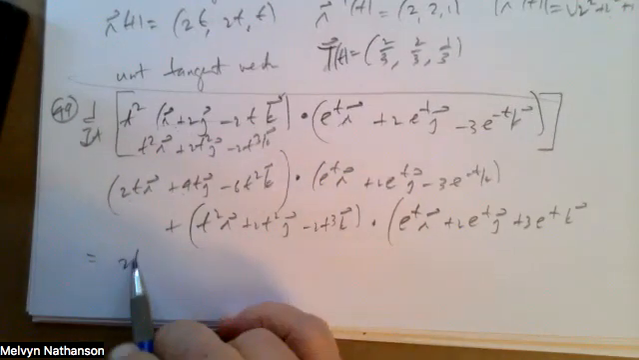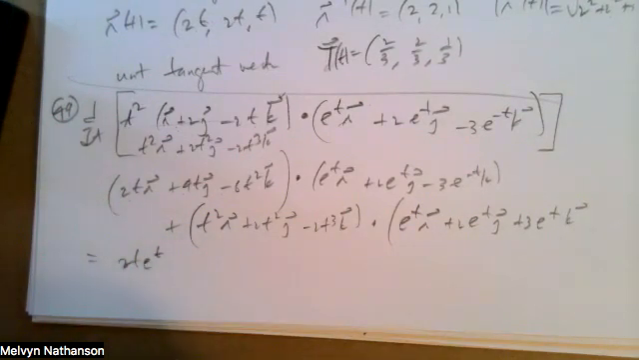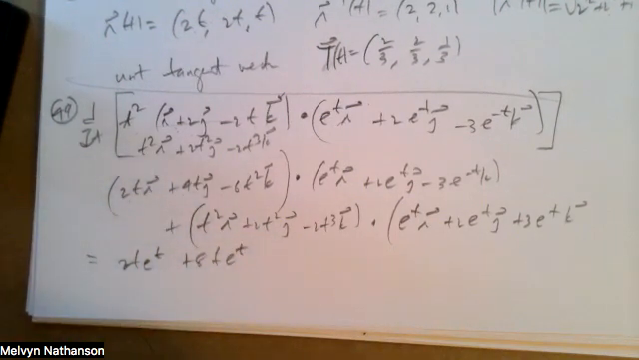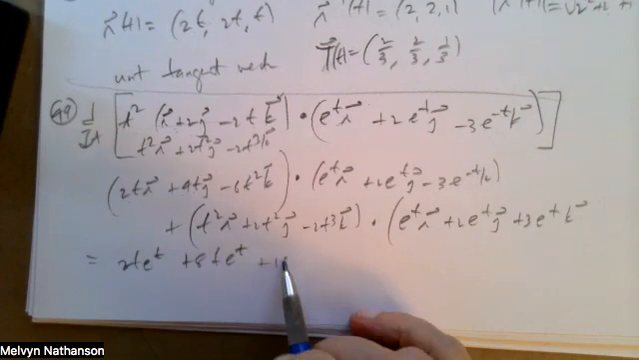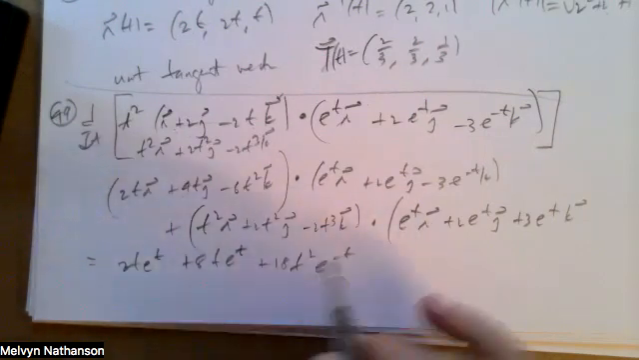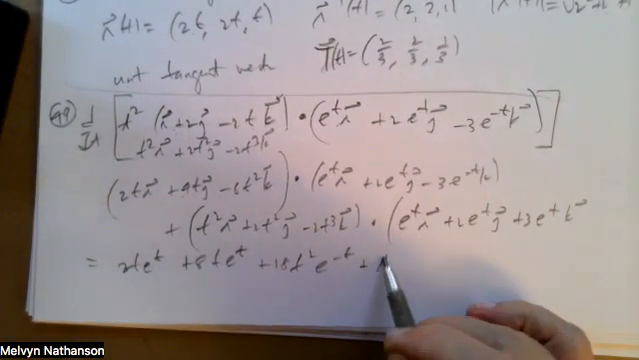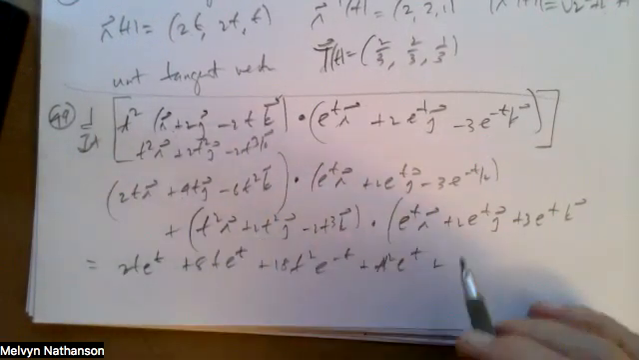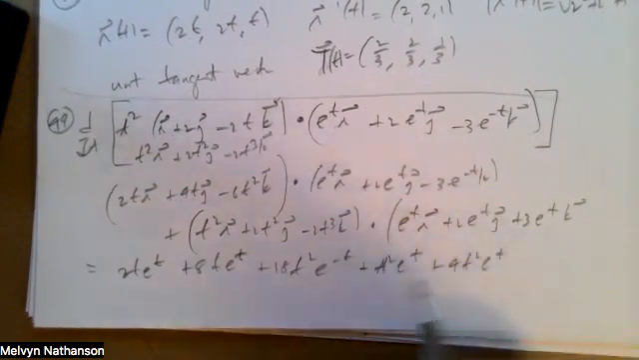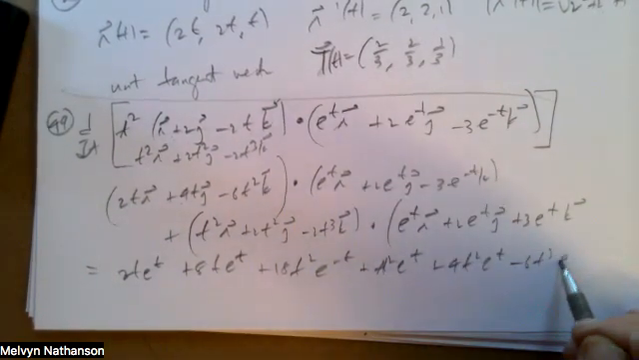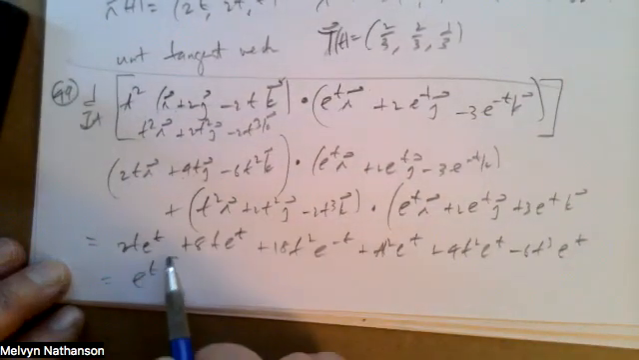I get 2t e to the t plus 8t e to the t plus 18t squared e to the minus t. When I take the dot product of this, I get t squared e to the t. 2t squared times 2 is 4t squared e to the t. Minus 2t cubed times 3 is minus 6t cubed e to the minus t. So this is now just a scalar. If I factor out the e to the t, let's see what I get.